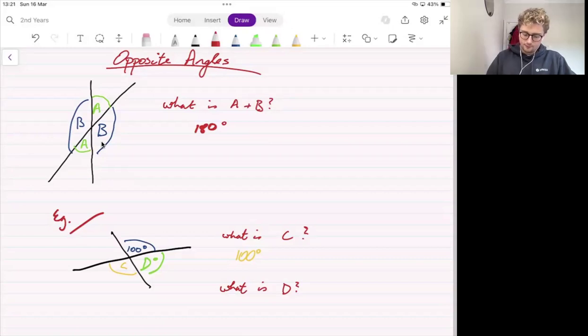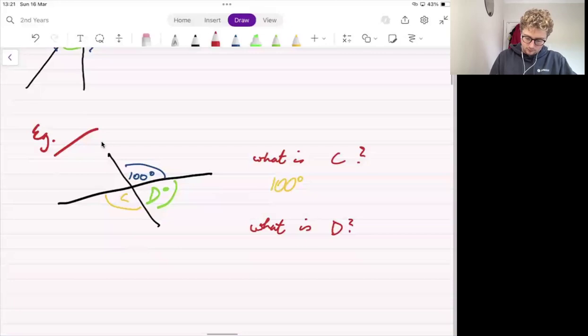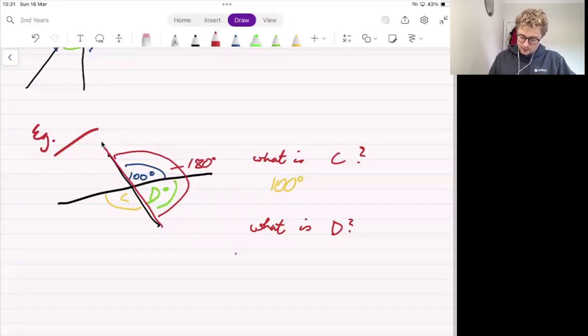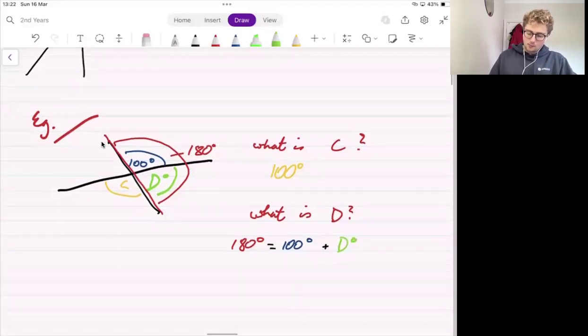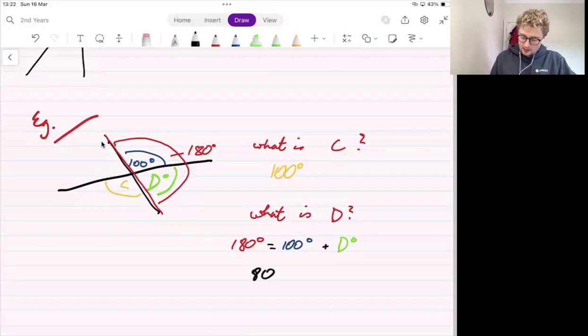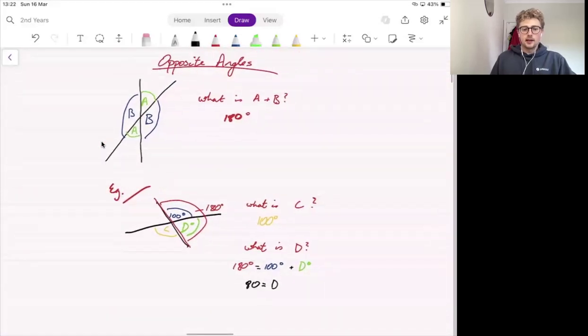Well, this is a straight line. Straight line has 180 degrees. So that angle of 180 degrees is made up of the angle of 100 degrees plus some angle D degrees. So I can bring across that 100, make it a minus, and I'll get 80 is equal to D. Okay? Is that all right, lads? Any questions there?